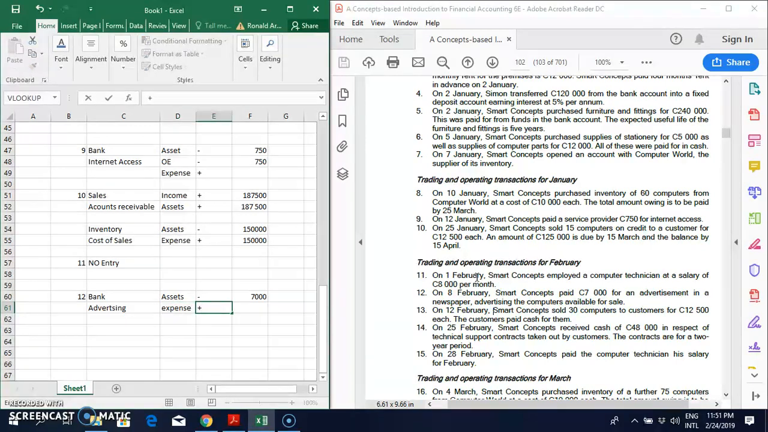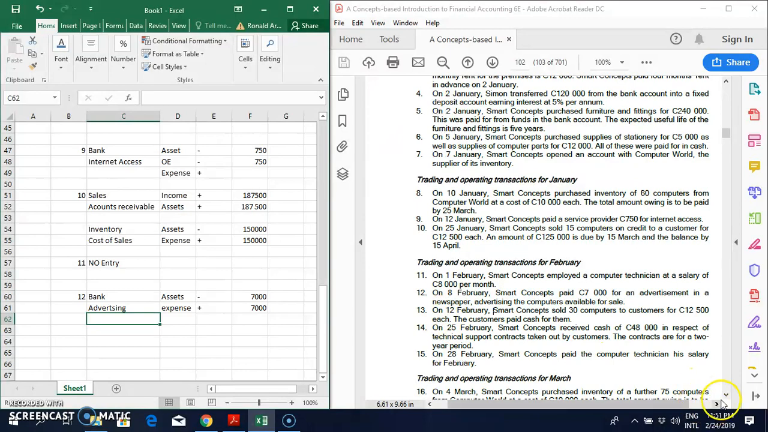Expenses increasing because we paid. The more expenses increase, the more owner's equity decreases. Right? Then the next one, it says transaction 13. On the 12th of February, Smart Concepts sold 3 computers to customers for 12,500 each.